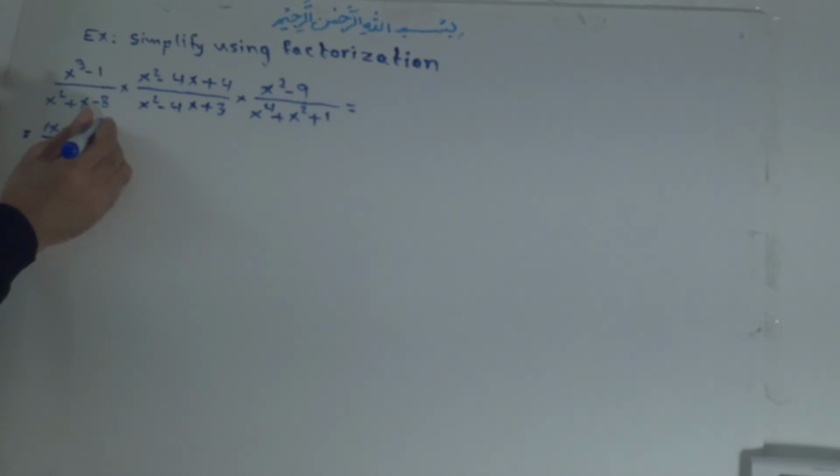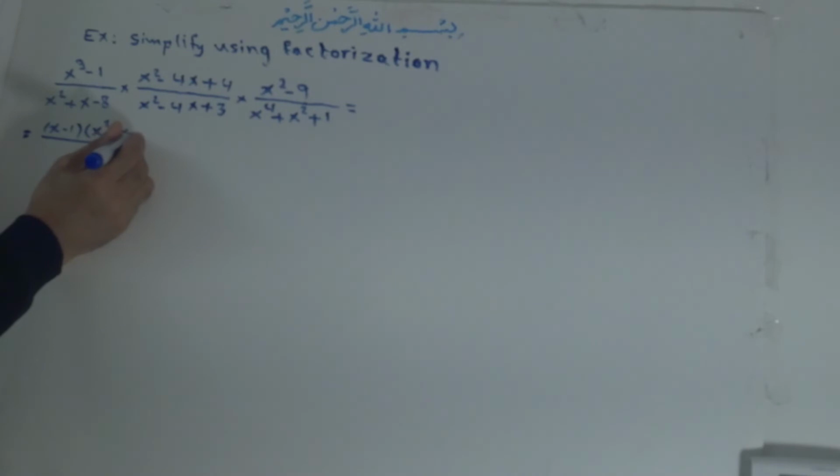Now what do we do? We try to factor the numerator and denominator. Now this is equal to: first one, x to the power of 3 minus 1, one factor is x minus 1. You know these from the identities and also from the factoring. And the other one is x to the power of 2 plus x plus 1.